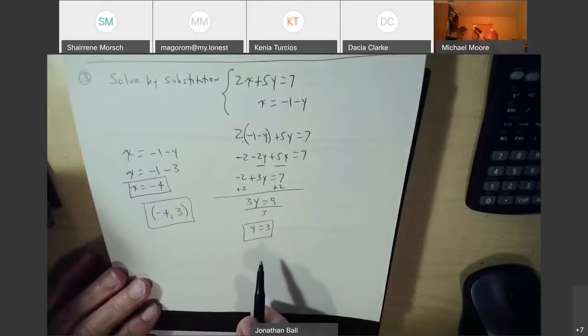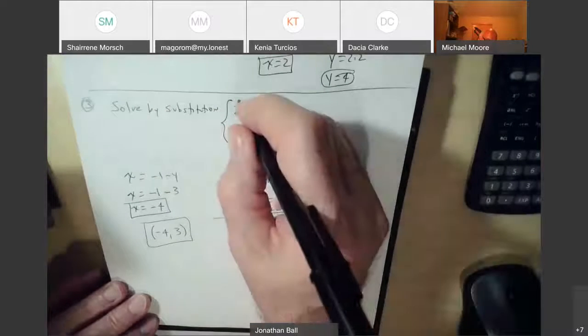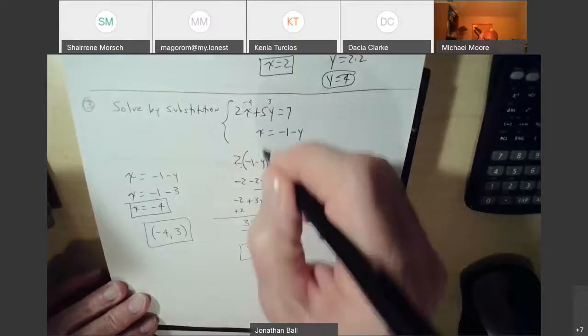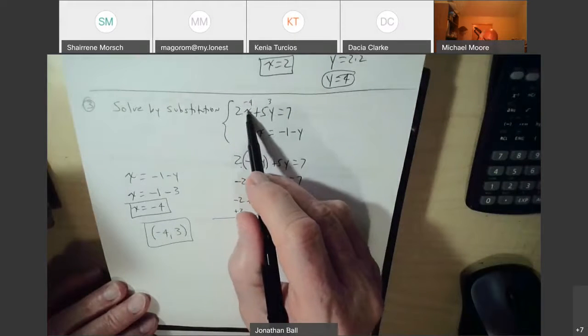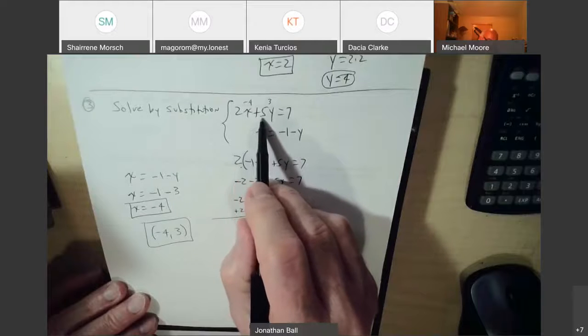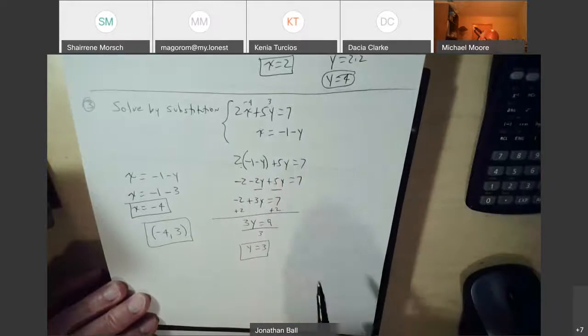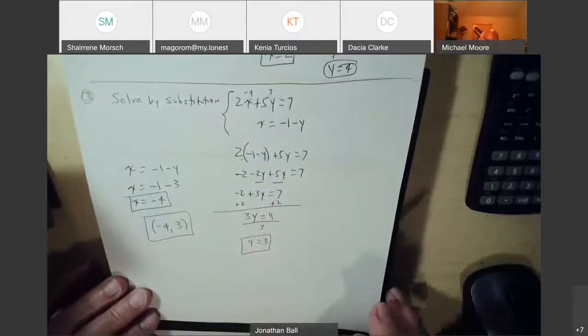And if you wanted to, you could plug it back into the original equation. -4 into either one, doesn't make any difference. 2 times -4 is -8 plus 15. -8 plus 15 is 7, so we're right. And if you did the other one, it would be the same.